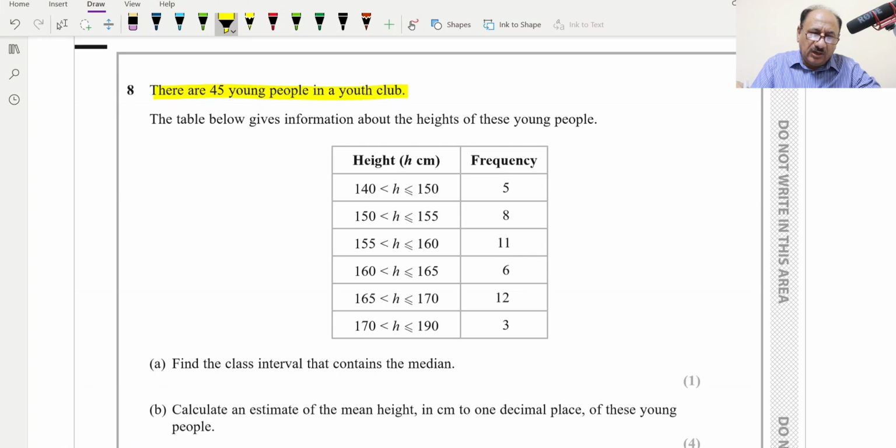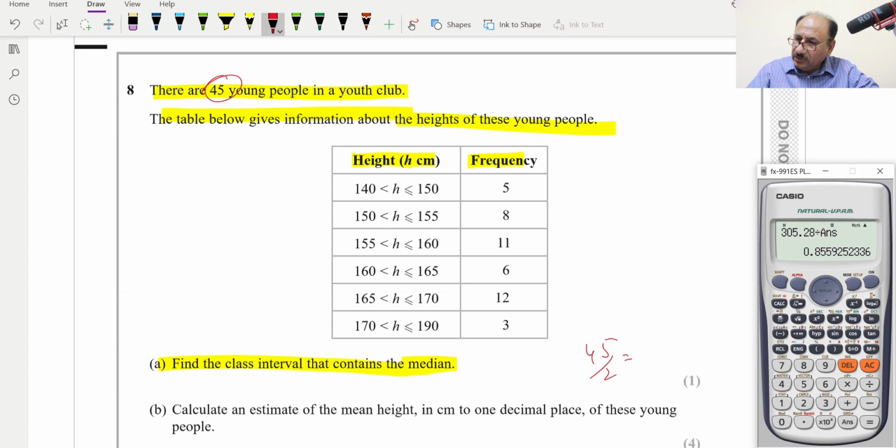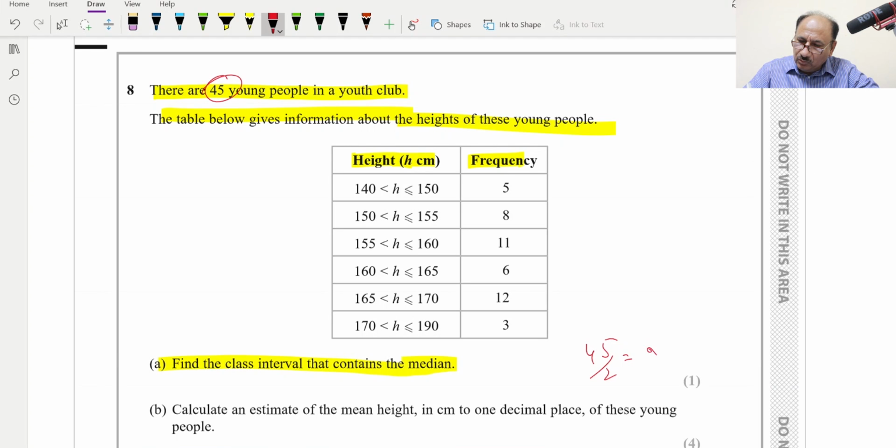There are 45 young people in the youth club. The table below gives information about the heights of the young people; these are heights and this is frequency. And for part A, we have to find the class interval that contains the median. So median is what? 45 people. So for median we will be dividing 45 by 2, which is equal to 22.5.